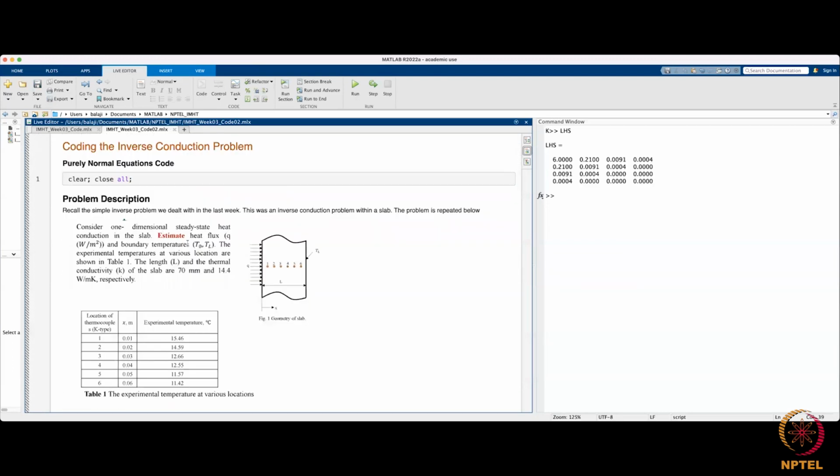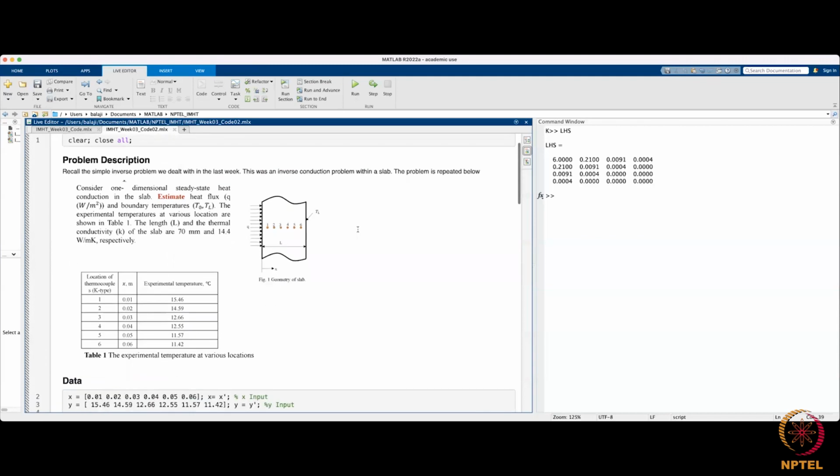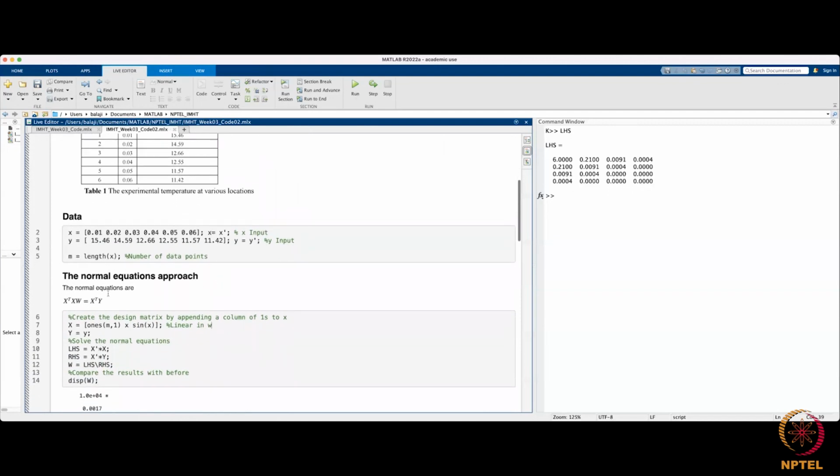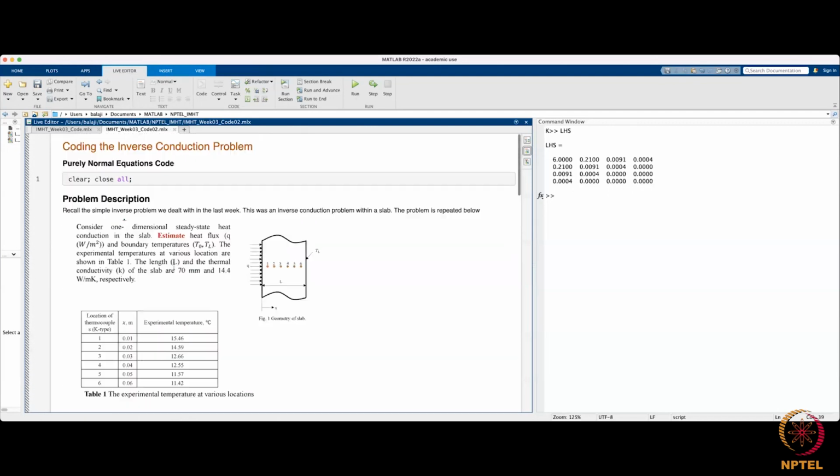In the next video, we'll look at a couple of other variants of linear regression. All of them fall roughly within the same framework. We will also look at weighted linear regression, which changes the normal equations a little bit, but we'll see all that in the next video.